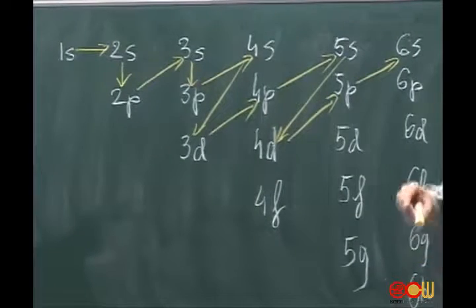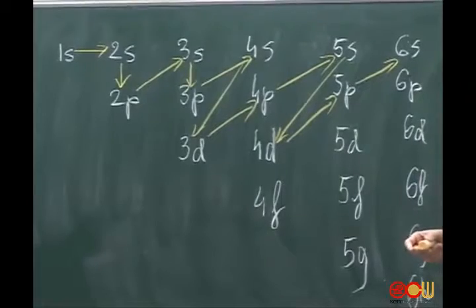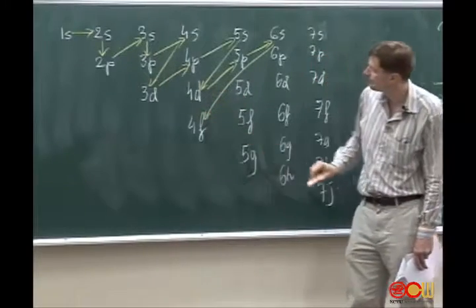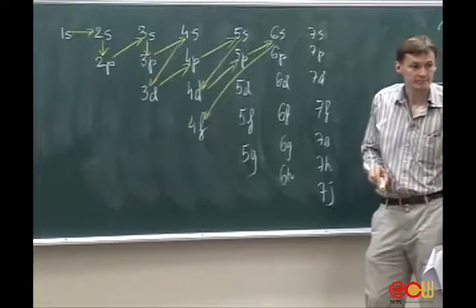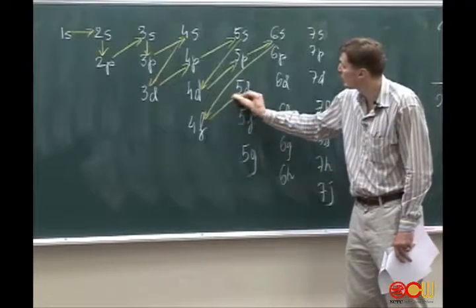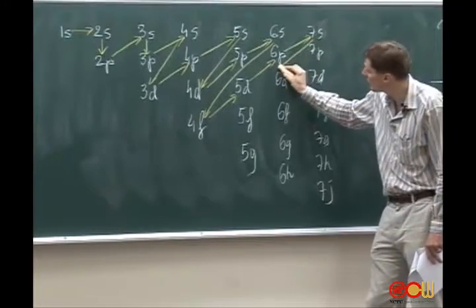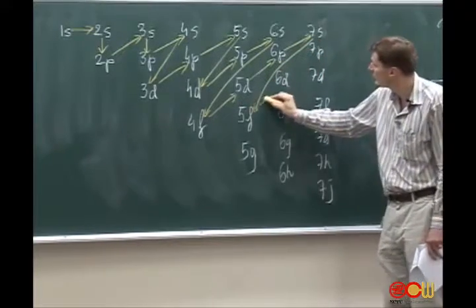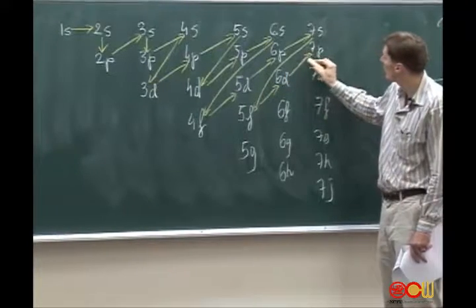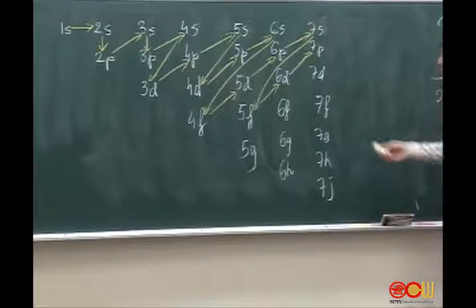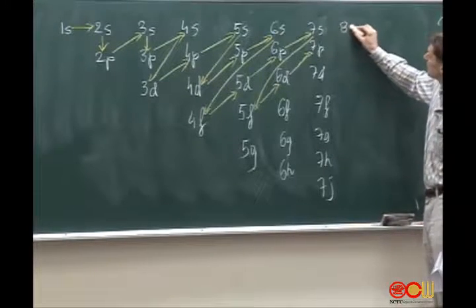Okay, but let's say we have 99 electrons. What is the order? Well, from 6s we go here to F. Then we go here, here, here. From this one we come to F again. Come here, and as you see, the next one we would go to 8s.